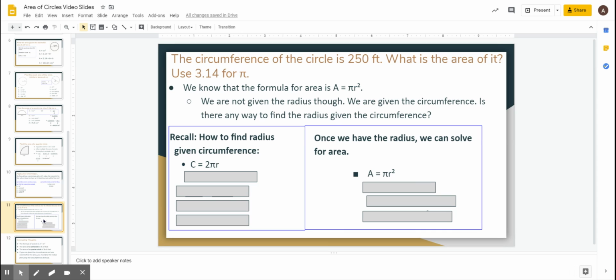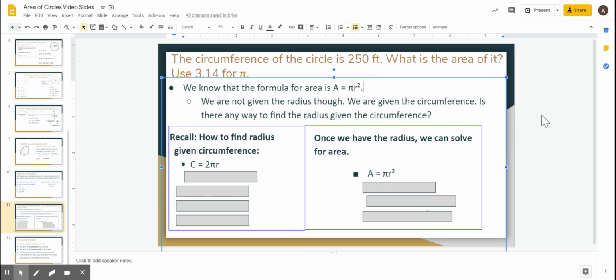All right, so in our next example, we have the circumference of a circle is 250 feet. What is the area of it? Use 3.14 for pi. So we know that the formula for area is area equals pi r squared. We are not given the radius, though. We are given the circumference. Is there any way to find the radius given the circumference?